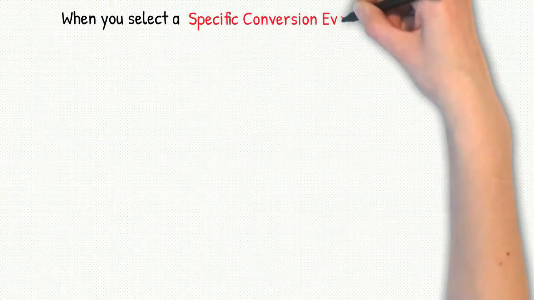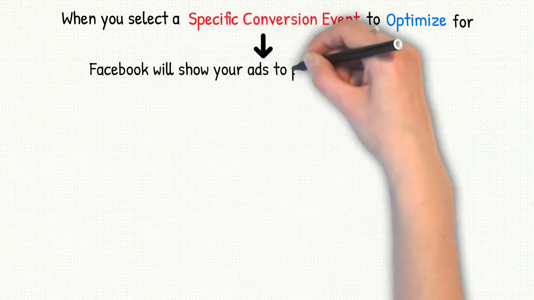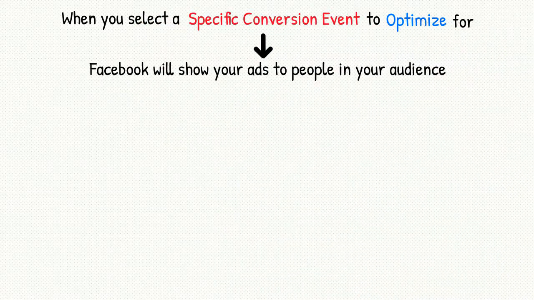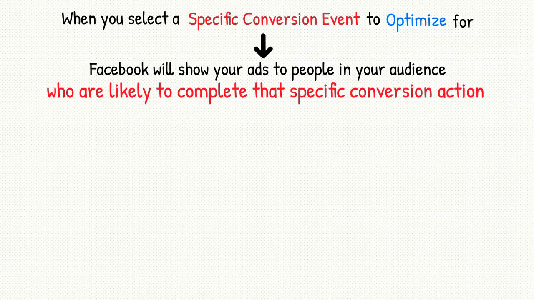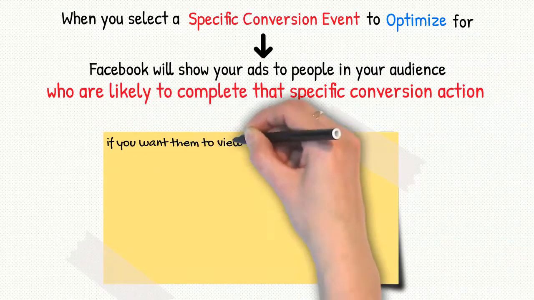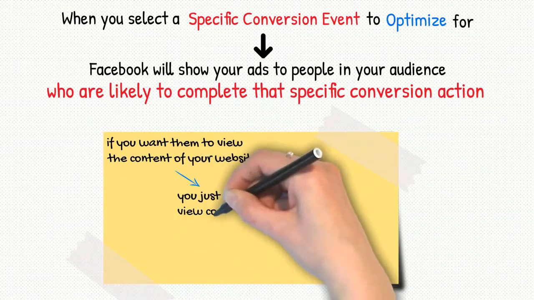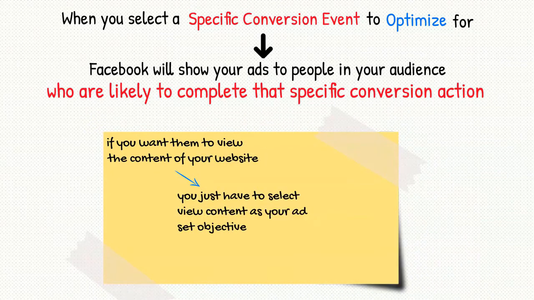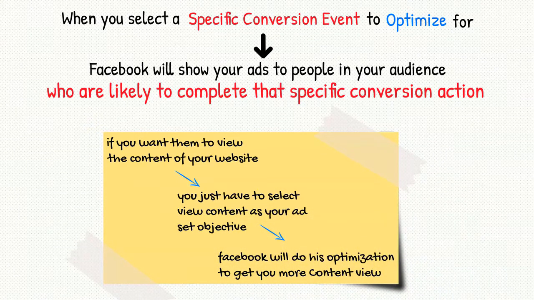When you select a specific conversion event to optimize for, Facebook will show your ads to people in your audience who are likely to complete that specific conversion action. So if you want them to view the content of your website, you just have to select View Content, and Facebook will do its optimization to get you more content views.